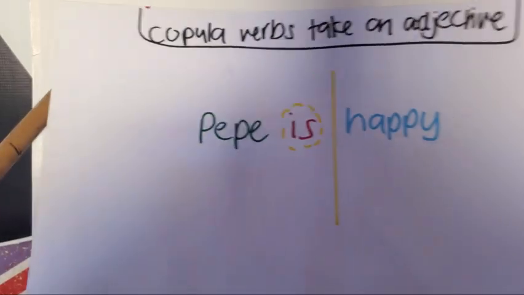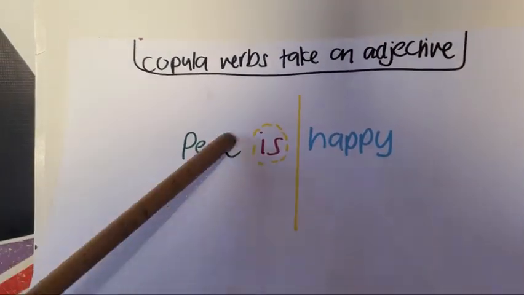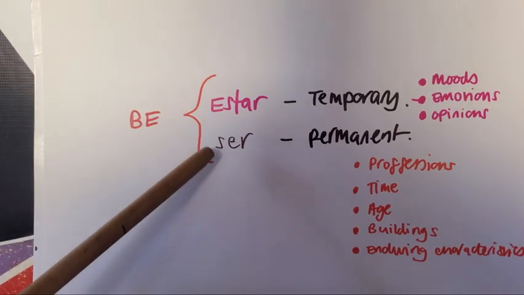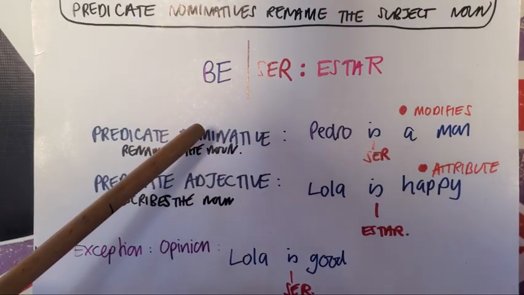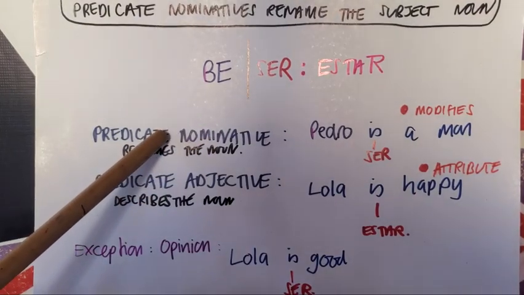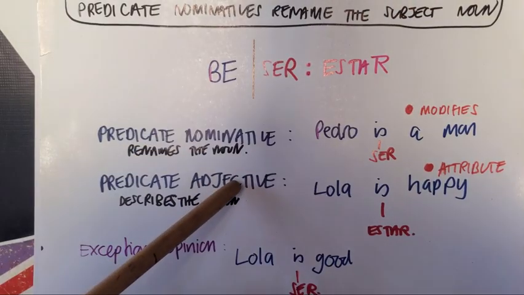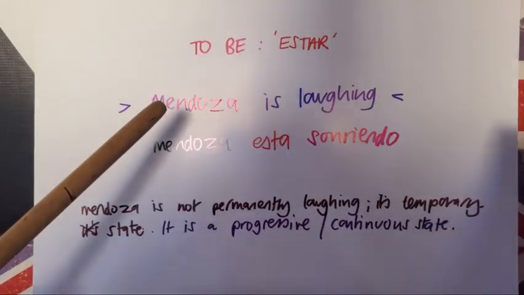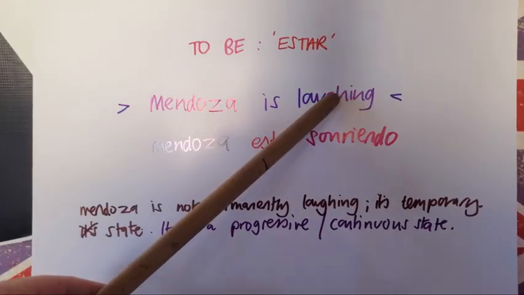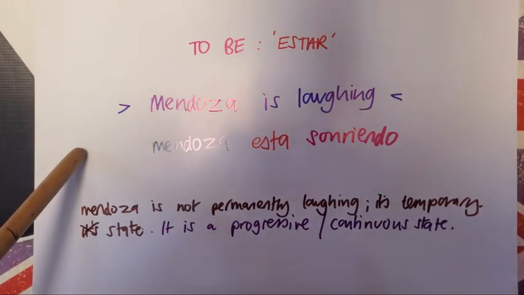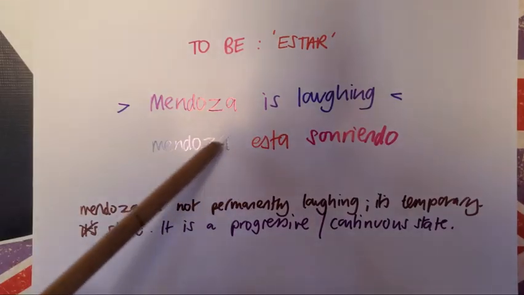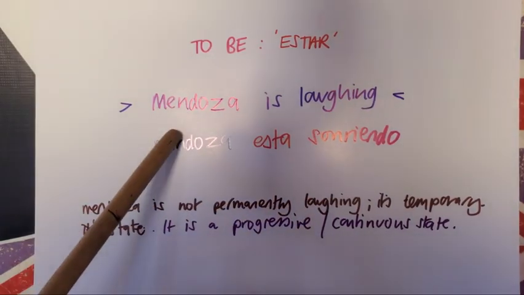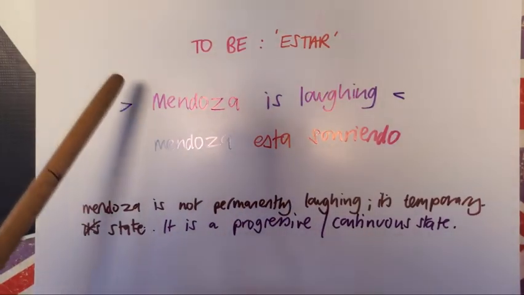So Pepe is happy. It's temporary, it's an emotion, so we use the verb estar. Pepe está feliz. This I will leave to the more advanced course, but it's okay, we had it there. Mendoza is laughing. It's temporary, so we use the verb estar, and to conjugate that, i.e. to make it work, Mendoza está sonriendo. Mendoza is laughing.